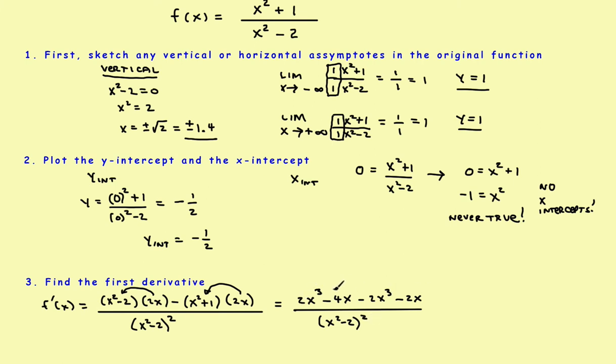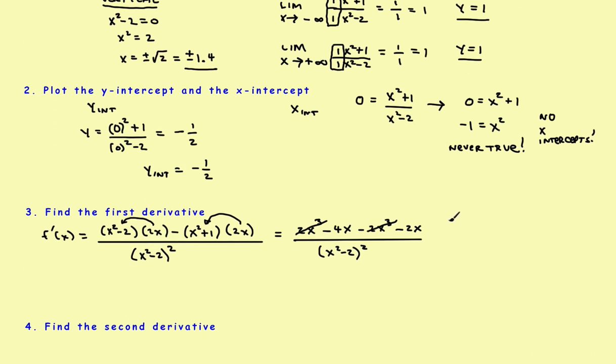Now, if you look at this, you've got a positive 2x cubed and a negative 2x cubed. These two will cancel out. So the final first derivative will wind up just being this. It's going to be minus 4x minus 2x, which is minus 6x, divided by (x squared minus 2) squared. And that's going to be the first derivative. So we've got the first derivative figured out. And I'll go ahead and just put a little box around that just to isolate it. So there is the first derivative.